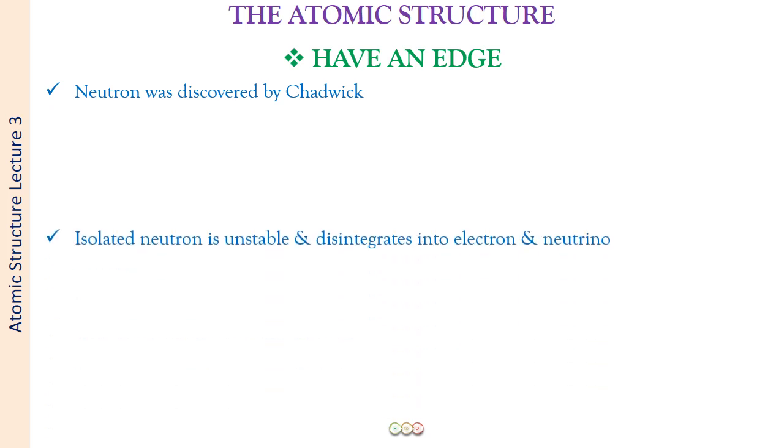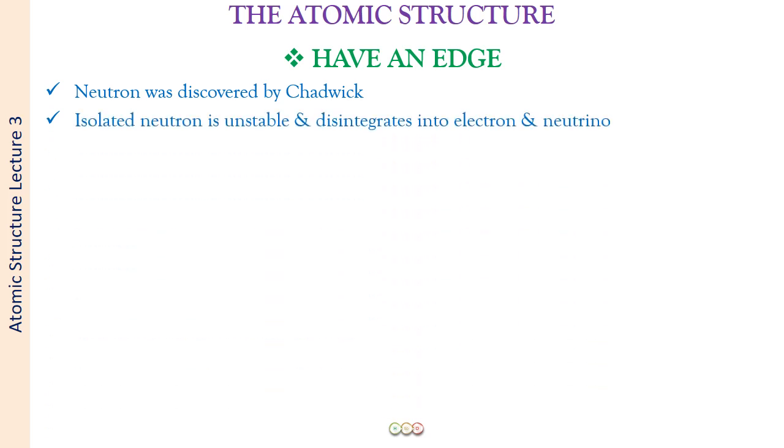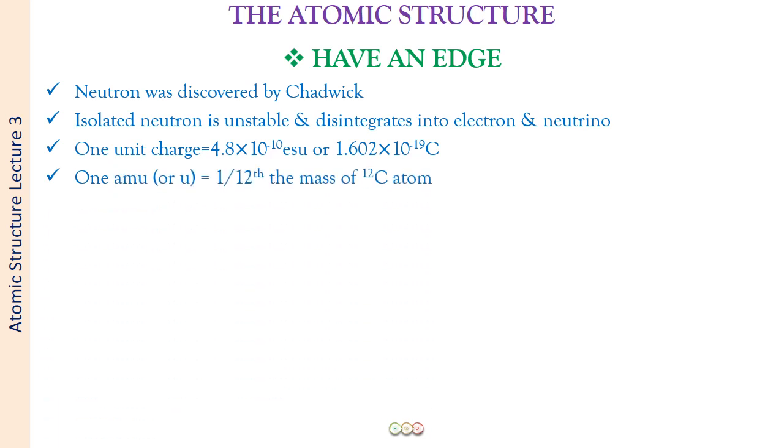Now the head and edge section, just to quickly recapitulate what all important points we have discussed about the neutron. So neutron was discovered by Chadwick. Isolated neutron is unstable and it disintegrates into electron, proton and neutrino. And then we have 1 unit charge, that is equal to 4.8 into 10 power minus 10 ESU, or 1.602 into 10 power minus 19 coulomb. And then 1 AMU is what? This is 1/12 the mass of a C12 atom.